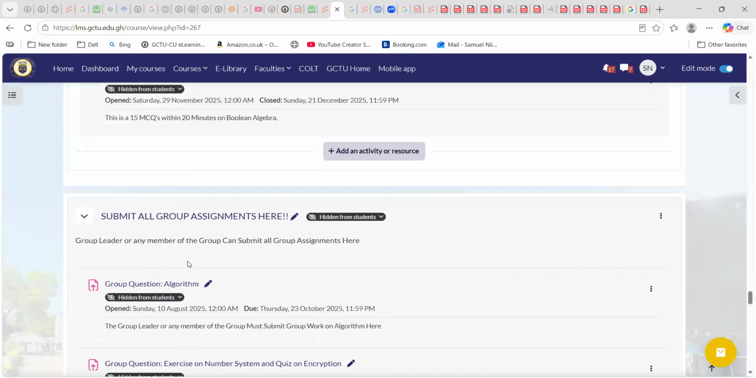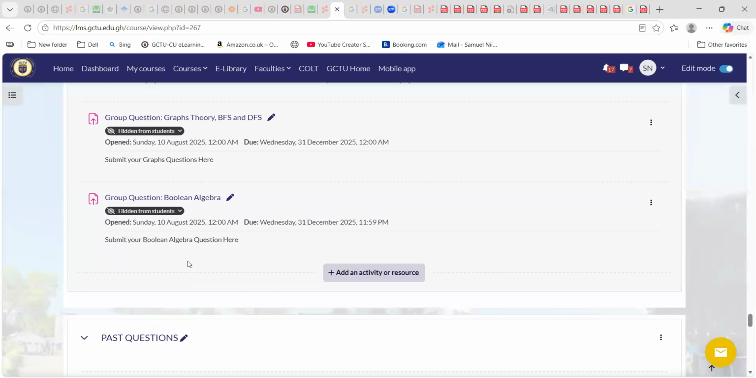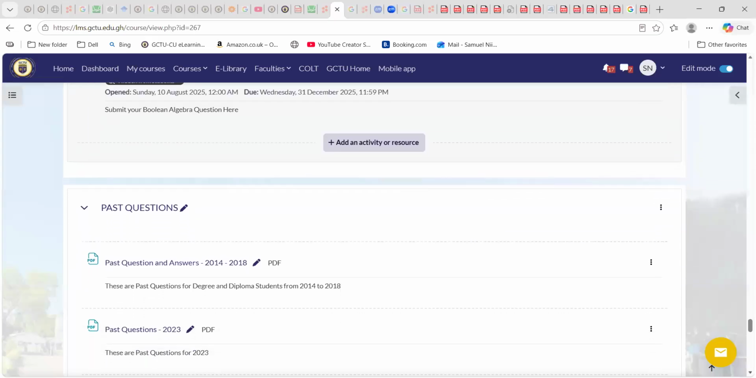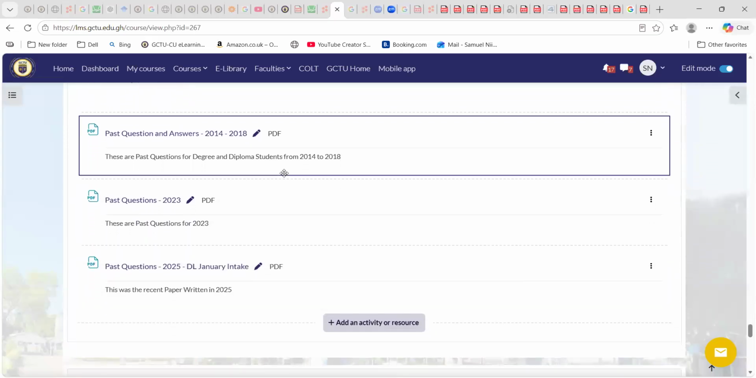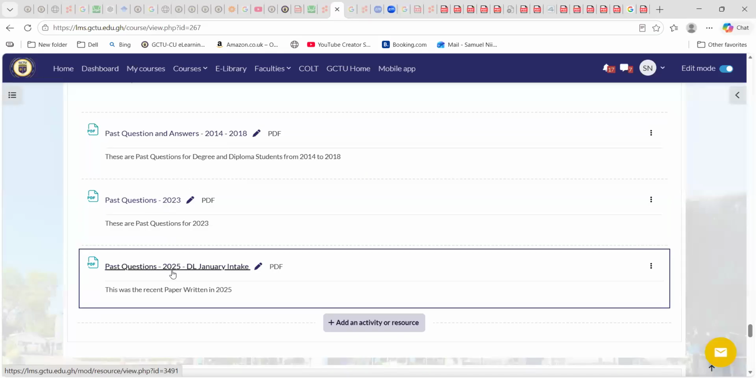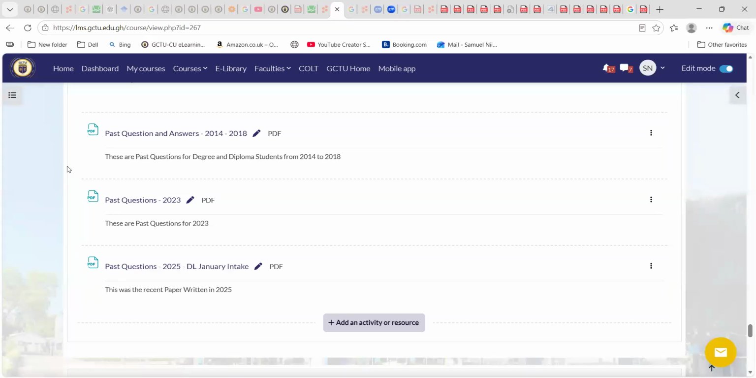Where do we have the past questions? They are here. So when you come here, you have the past questions. I have 2014 to 2018 past questions. It's in PDF. Some of these questions have the marking scheme. And then you have 2023 and then 2025, last year's paper. So you have a lot of resources that you can use to practice some of the things we've done so far.